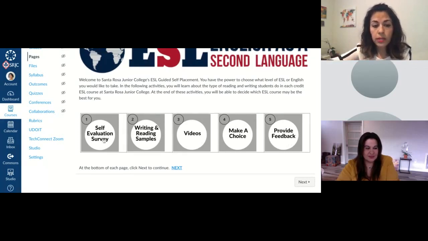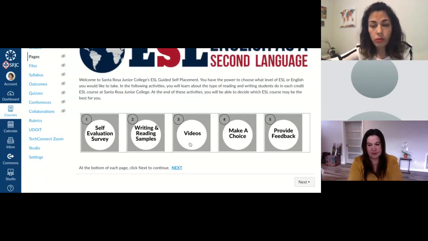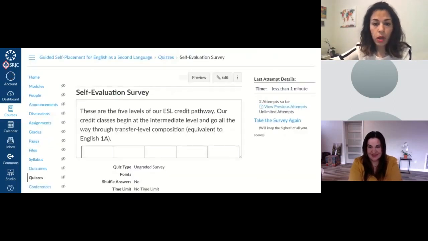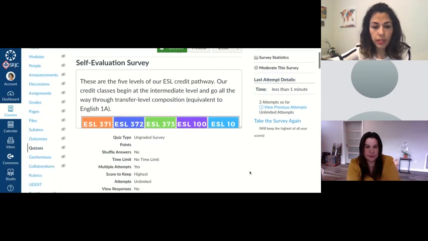So they start with a self-evaluation survey, and then they see one writing prompt, a reading sample, and writing sample from each of our 4 levels. Then they will see videos of us or me explaining each level and student testimonials for that level. And then at the end, they fill out a form to make a choice and choose a level. And then they fill out another form to give us feedback. So I'm going to show you quickly what each of these steps looks like.